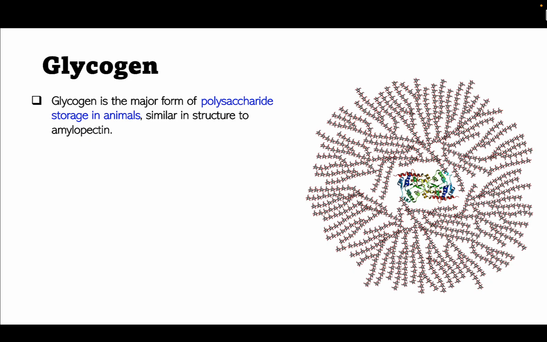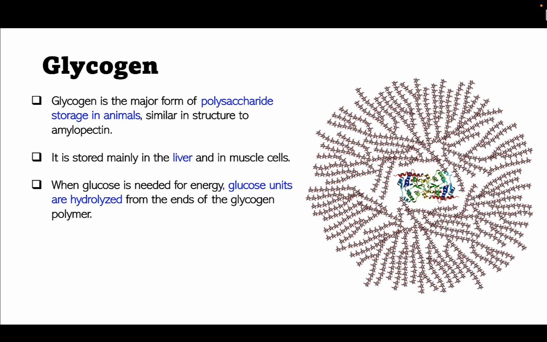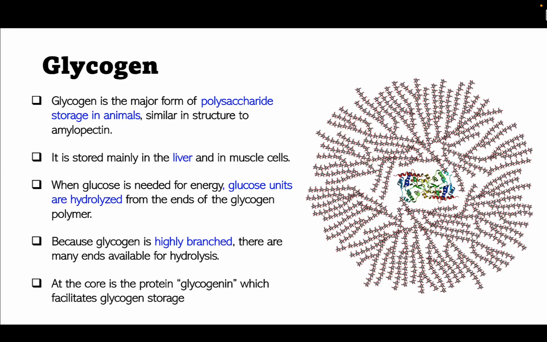What we use for storage is called glycogen, and this is the major form of polysaccharide storage. It really looks a lot like amylopectin, but it differs in that it has this facilitating protein in the middle, and so if you look up structures, it'll look something more like this. Glycogen is highly branched. There's many ends available for hydrolysis, which means that it's going to be a very convenient energy storage for us to keep our glucose monomer units in.